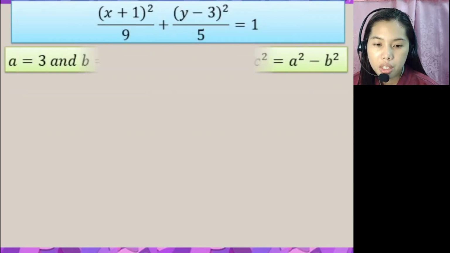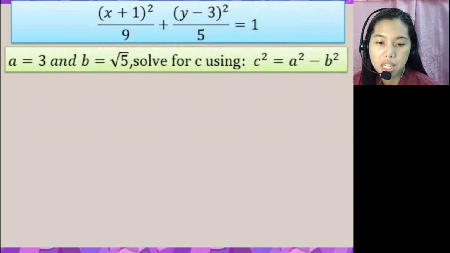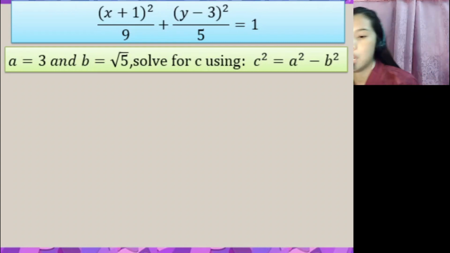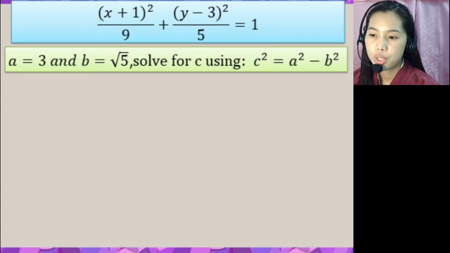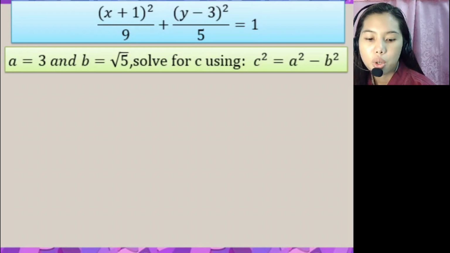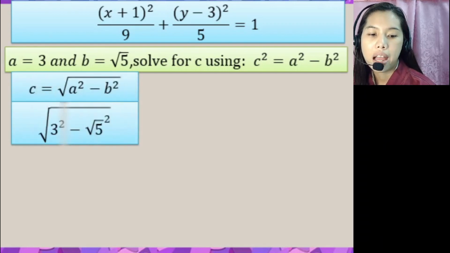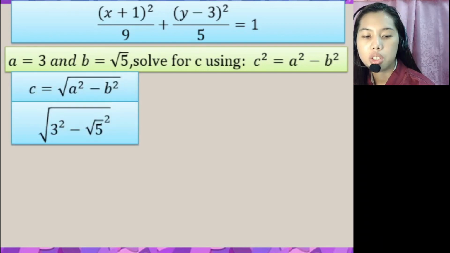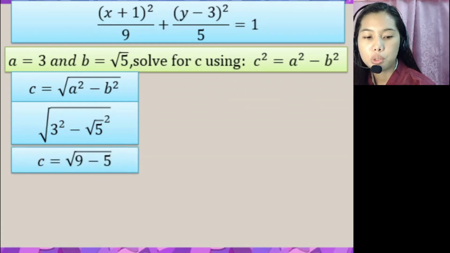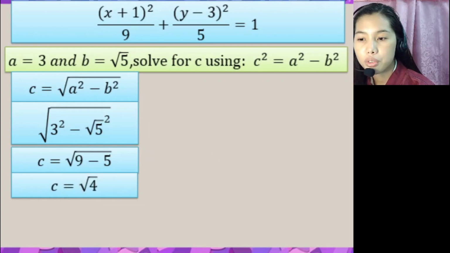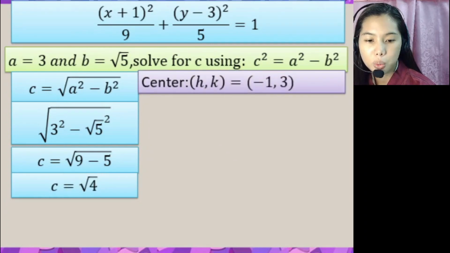With this, we can now identify our A, our B, and we're going to solve for our C. Again, our A is the bigger value. So the square root of 9 is 3, and the square root of 5 is just square root of 5. We're now going to use this to solve for C. So we have 3 squared minus square root of 5 squared, which is 5. So 9 minus 5 is 4, the square root of 4 is 2. In this case, our center is at -1, 3.